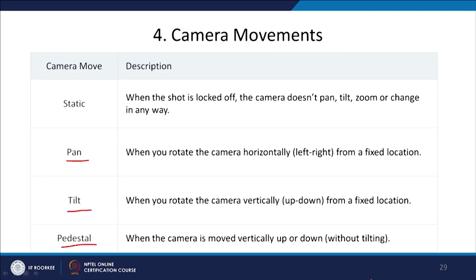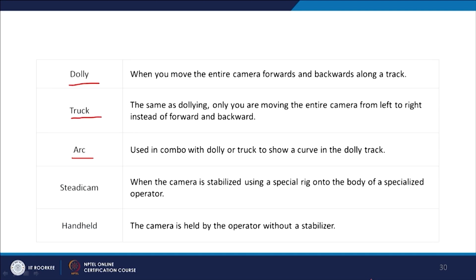Different camera movements are also used to depict the intensity of filming a particular situation or a particular emotional response on the part of a character. I would particularly focus on pan, tilt and pedestal. Pan movement, as you can understand, is taken when a camera is rotated horizontally from a fixed position, and tilt is when a camera is rotated vertically only from a fixed position. Pedestal, on the other hand, is when the camera is moved vertically up or down without tilting it.